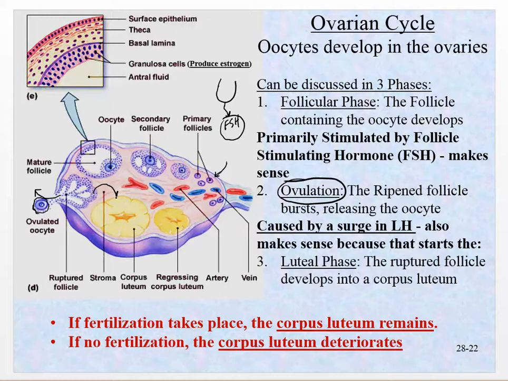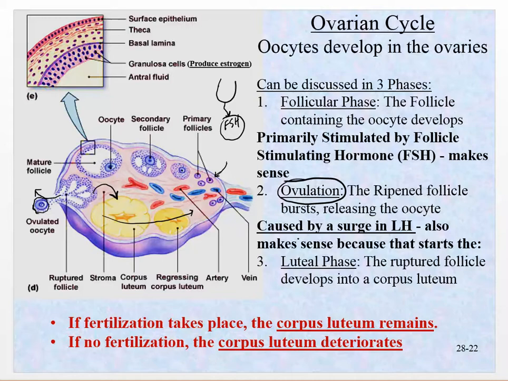Corpus luteum stands for yellow body, and what happens is this follicle no longer has an oocyte. The oocyte had moved out during ovulation, and so this follicle will then turn into something called the corpus luteum, and so we call this last part the luteal phase. Okay, so three different phases: follicular phase, development; ovulation, oocyte pops out; and then the luteal phase.